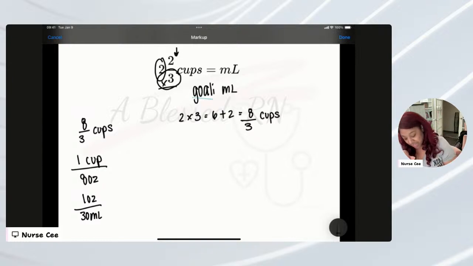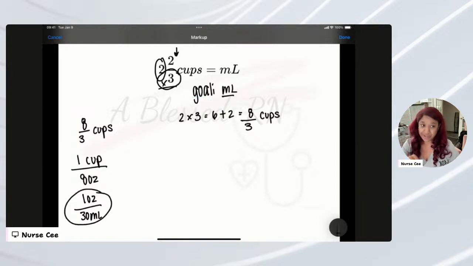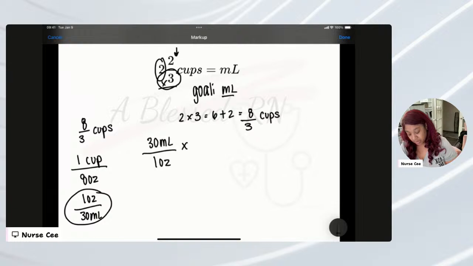Okay. So if I'm looking for milliliters, my puzzle piece that has milliliters in it is what's going to be first. I'm going to put the milliliters on the top because I need everything else after it to cancel out, because I'm only looking for milliliters. Okay. So 30 milliliters is 1 ounce. Now I can put another puzzle piece so that my ounces cancel out.